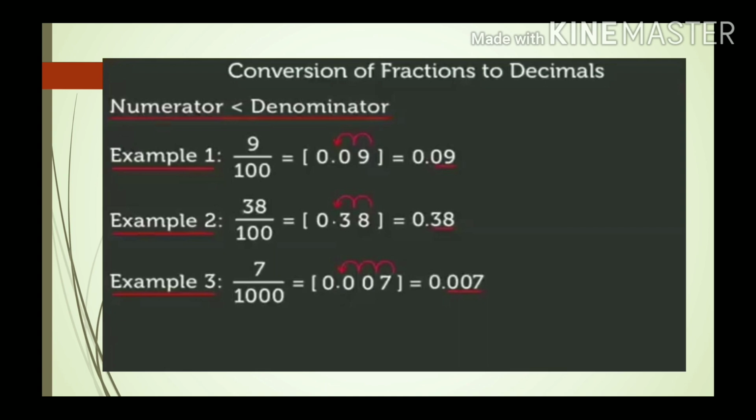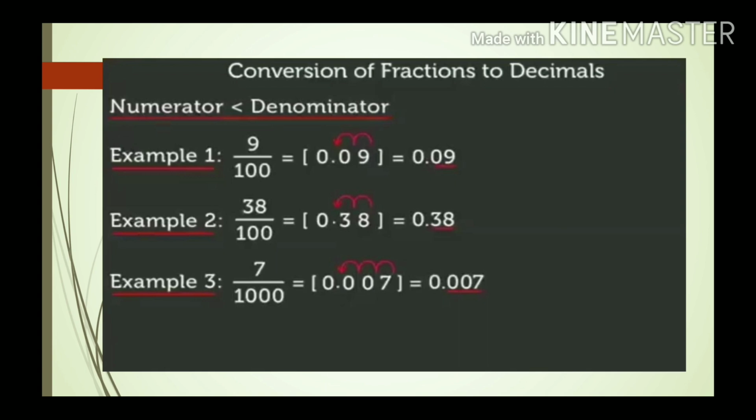Now in the second example, 38 upon 100. So here 2 digits are already there because the denominator is 100 and 100 has 2 zeros. So we have to write 38 and put the point before 3, so it becomes 0.38. Now, in the third example, 7 by 1000, here we have to make sure that after the decimal there are 3 digits, meaning there have to be 3 decimal places.